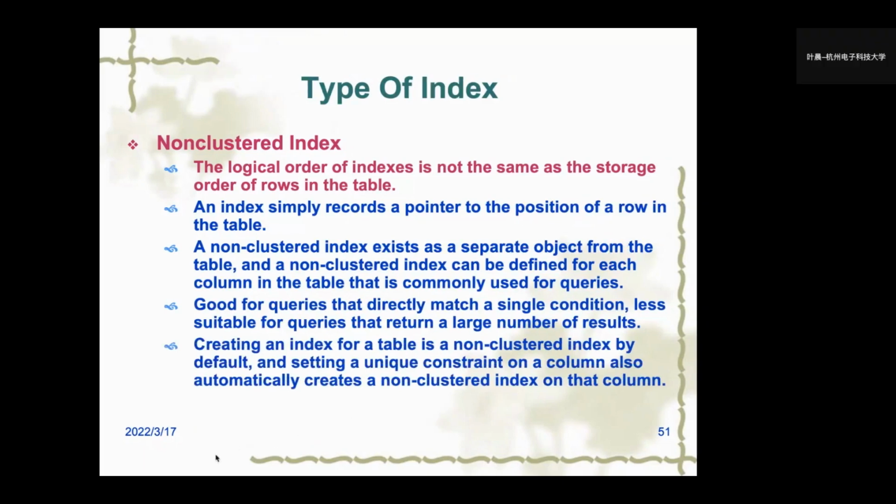And creating an index for a table is a non-clustered index by default, and setting a unique constraint on a column also automatically creates a non-clustered index on that column.